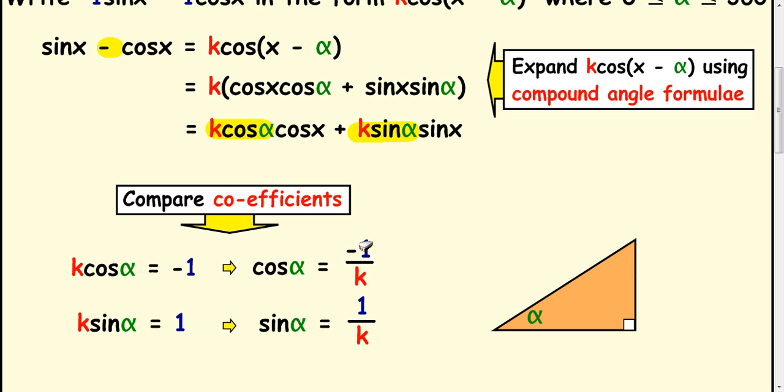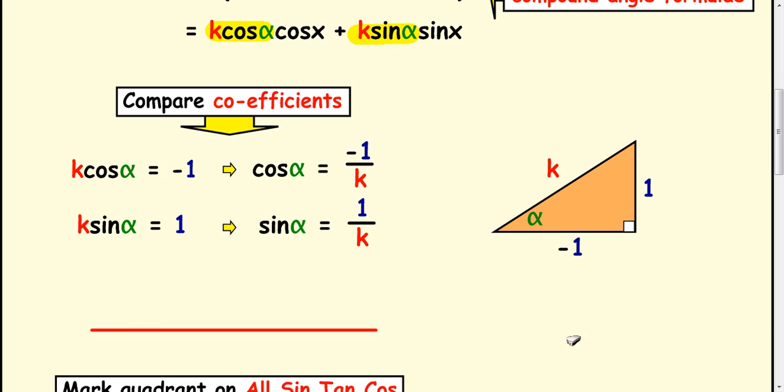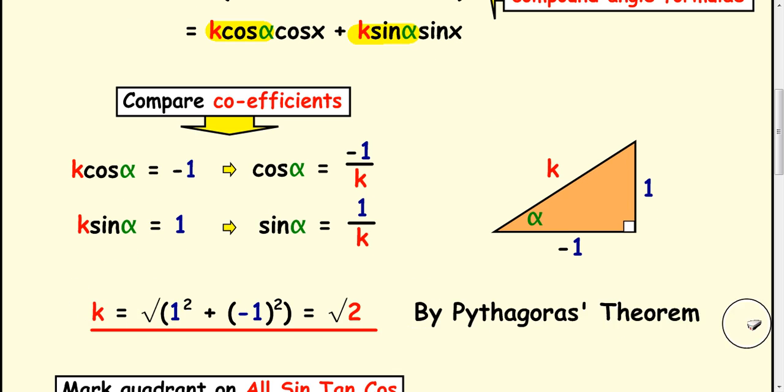So we've got adjacent over hypotenuse and opposite over hypotenuse, so opposite side is going to be the opposite angle, so that's 1, and k is going to be diagonal opposite the right angle, the hypotenuse. Negative 1 is your adjacent. A bit of Pythagoras, k squared equals 1 squared plus negative 1 squared, so that's going to be root 2.